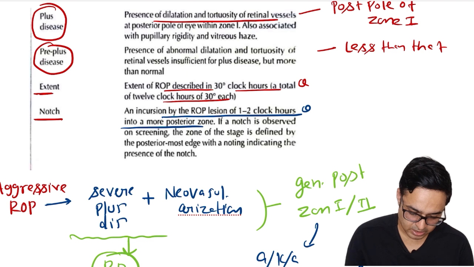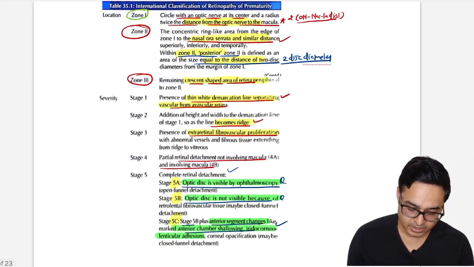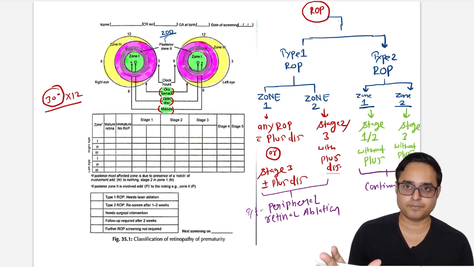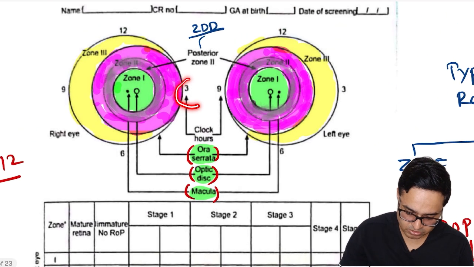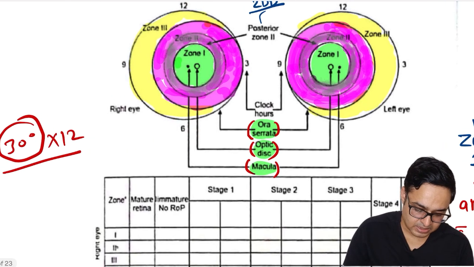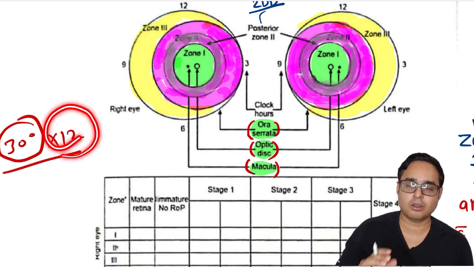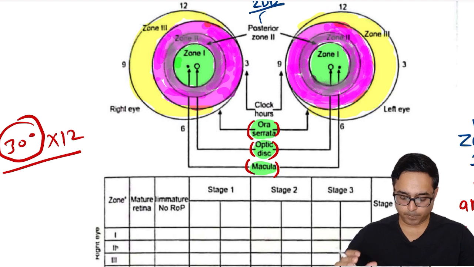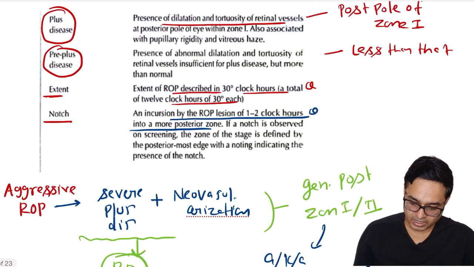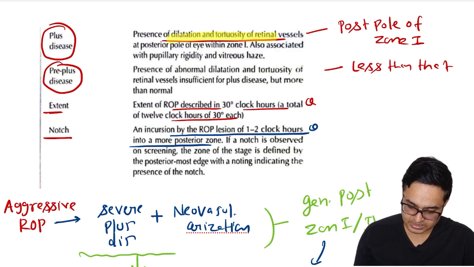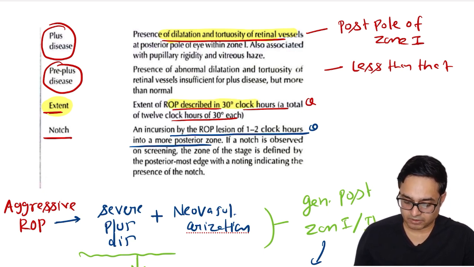Okay, first I'll talk about extent. Extent of ROP is described in 30-degree clock hours, a total of 12 clock hours of 30 degrees each. So I'm going to the first diagram. I will keep switching the slides because it is important to understand the concept rather than mugging it up. These are clock hours, 3, 6, 9, you understood. One clock hour is divided into 30 degrees. Total 12 clock hours are there. We'll understand how they are important from our management point of view. So we have understood till now what plus disease is, dilatation, tortuosity. We have understood that extent of ROP is classified as clock hours. 30 degrees is considered as one clock hour, and total 12 clock hours which are 30 degrees each.